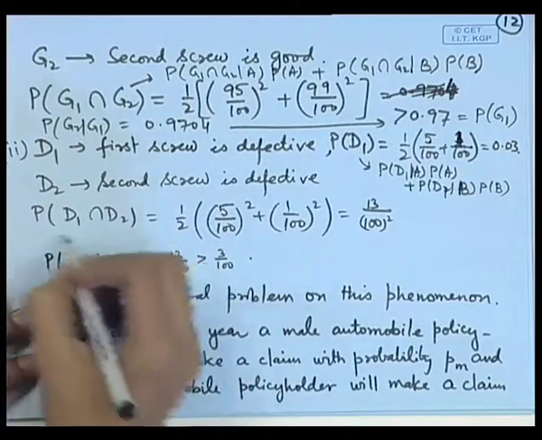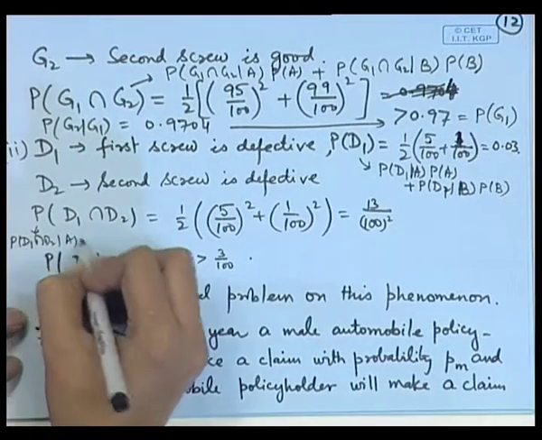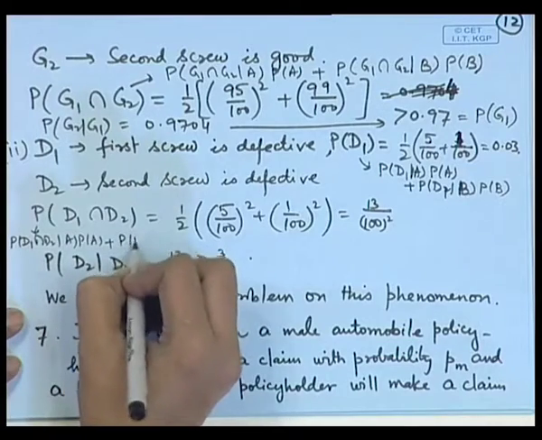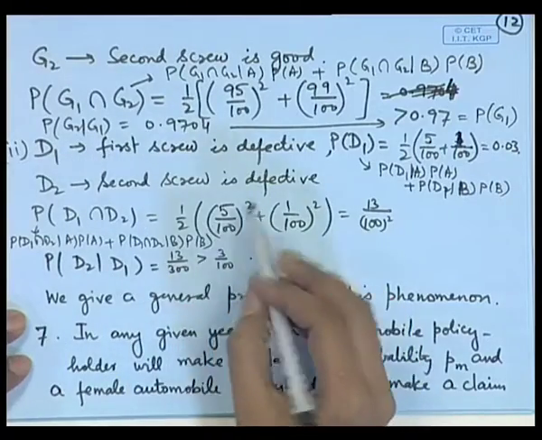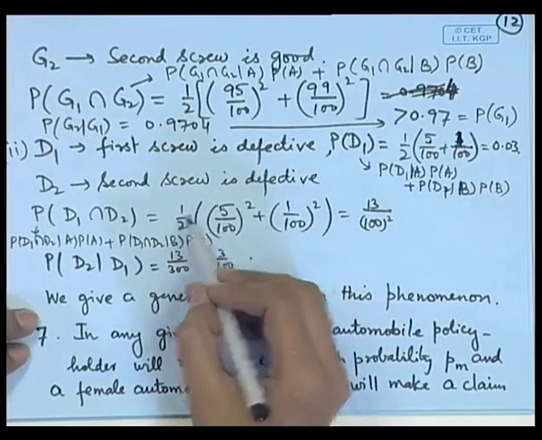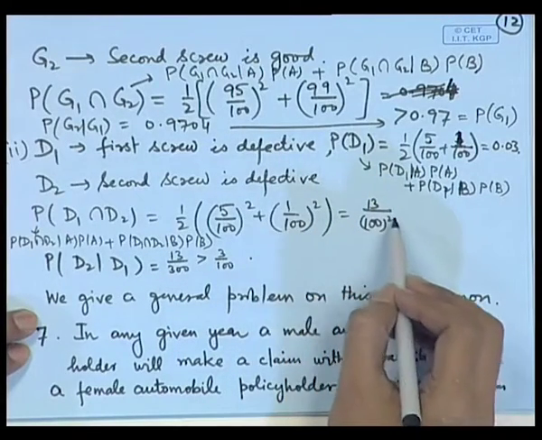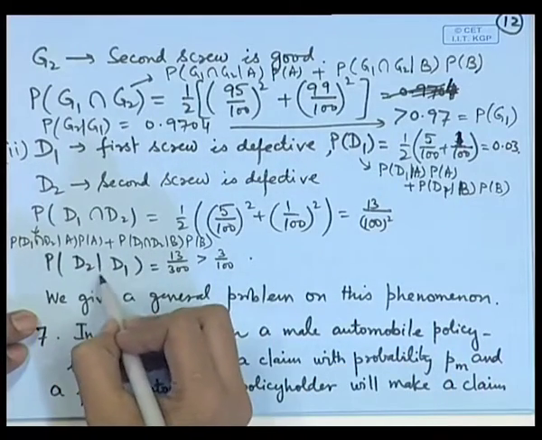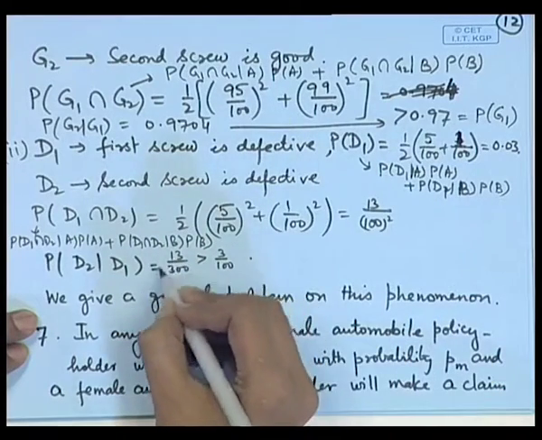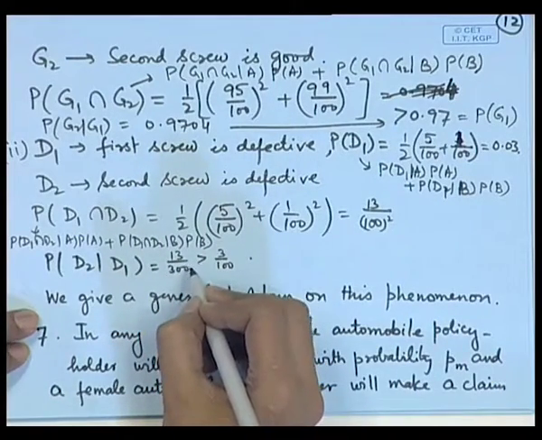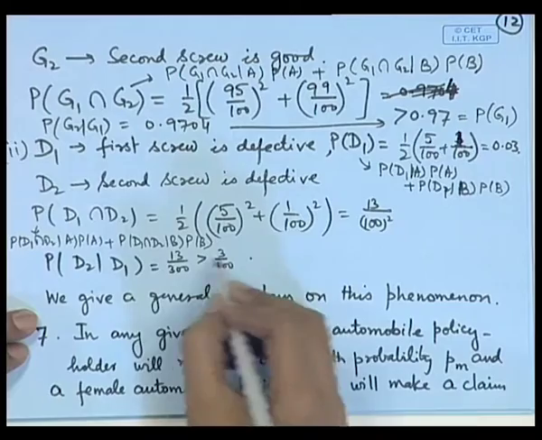If I look at the event D2, that the second screw is also defective, once again we can use the same representation. This is equal to probability of D1 intersection D2 given A into probability of A plus probability of D1 intersection D2 given B into probability of B. By the logic which we used earlier, it is half into 5 by 100 square plus 1 by 100 square, that is 13 by 100 square. If I look at probability of D2 given D1, that is probability of D1 intersection D2 divided by probability of D1, after some simplification it becomes 13 by 300, which is clearly bigger than 3 by 100. Once again you can see that this probability has increased.